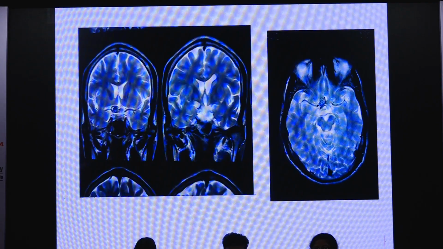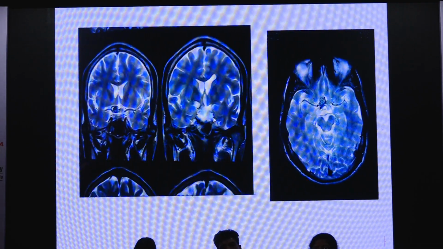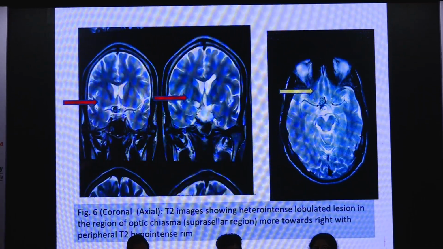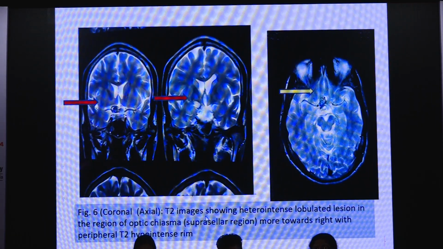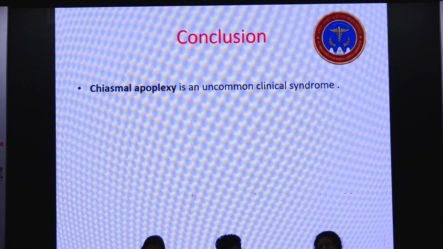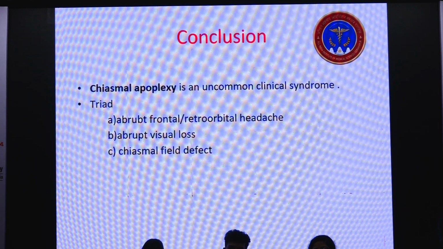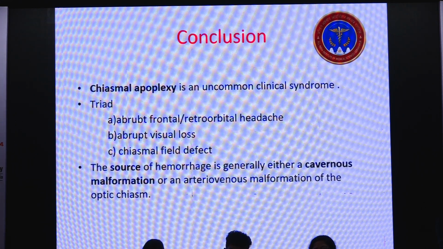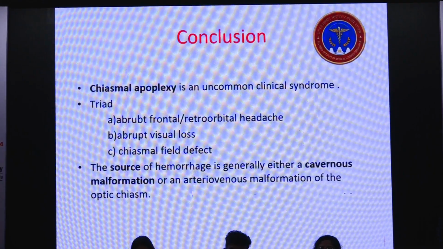So this is the hemorrhage. T2 images show a heterointense lobulated lesion in the region of the optic chiasma, in the suprasellar region more towards the right, with a peripheral T2 hyperintense rim. So it was a case of chiasmal apoplexy which was misdiagnosed as optic neuritis. Chiasmal apoplexy is a very uncommon clinical syndrome. It consists of a triad of abrupt frontal retrobulbar headache, abrupt visual loss, and chiasmal field defect. The source of hemorrhage is either a cavernous malformation or an AV malformation of the optic chiasma.